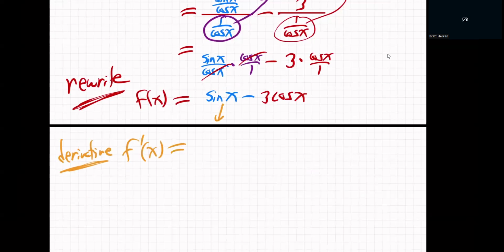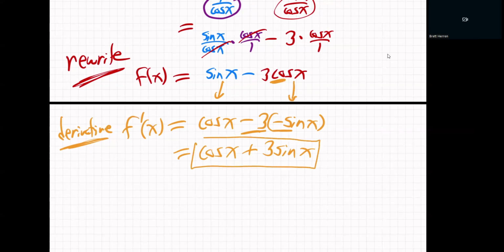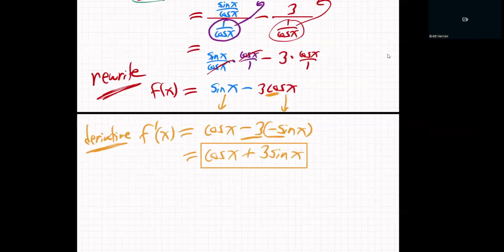What's the derivative of sine? That's easy. That's cosine. What's the derivative of cosine? That's negative sine. The derivative of all co-functions are negative. And so what is that then? Just cleaning that up a little bit. It's cosine x plus 3 sine x, right? Because negative times negative is positive. So there's the derivative. Very easy derivative after we did that nice cleanup.